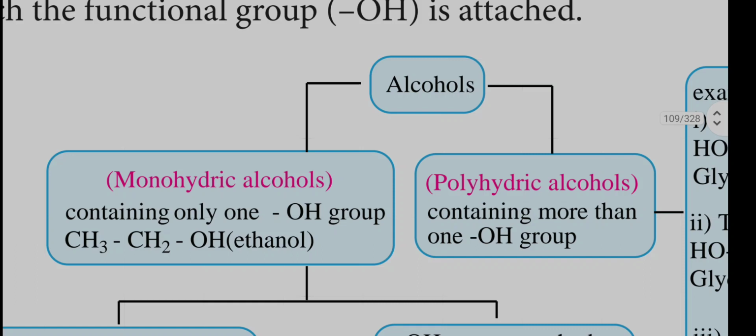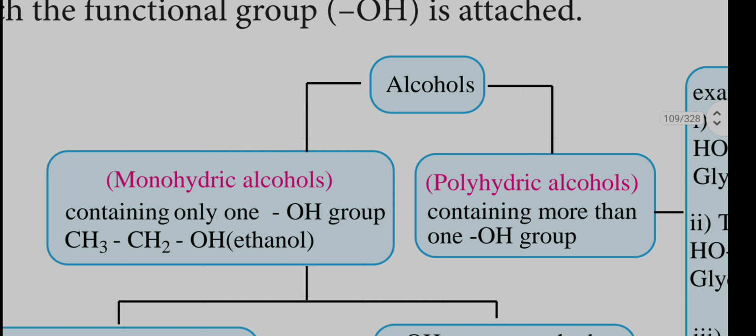Let's see the classification of alcohol. It depends upon the number of functional groups, that is OH, and also the type of carbon to which the hydroxy group is attached. We can classify it as follows. First, alcohol is classified into monohydric and polyhydric.